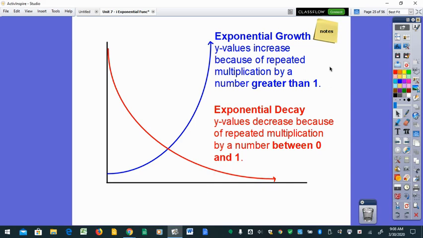So exponential growth is when the y value increases because of repeated multiplication by a number greater than 1, and decay is going to decrease due to repeated multiplication, but the number is between 0 and 1, and that's why it's dropping.